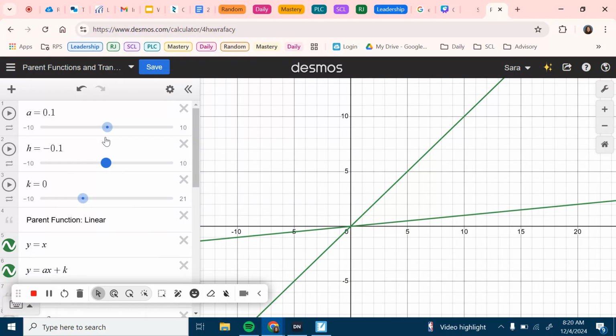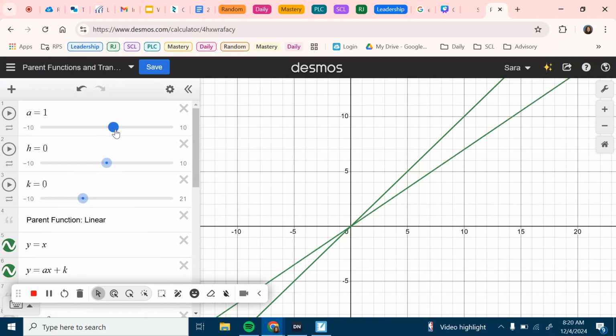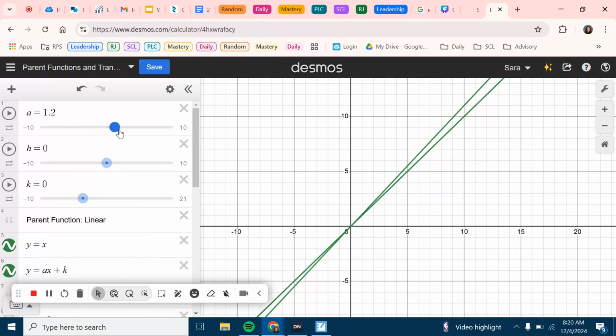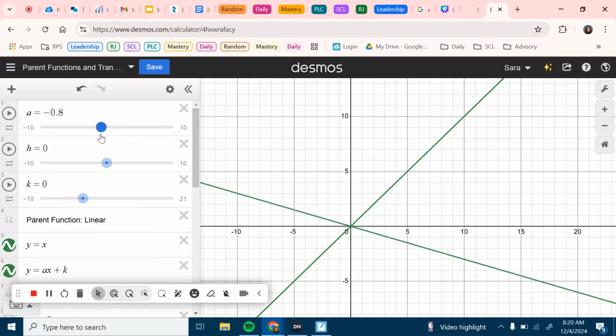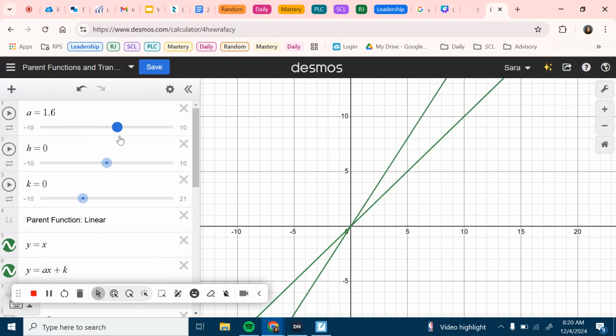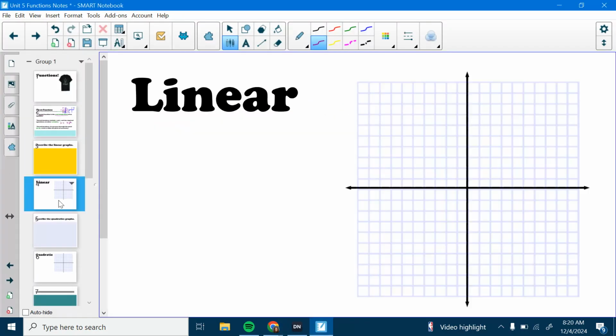So I can set it to be like our parent function. See right here, it matches, but then as I change these different values, it's going to change the graph. But no matter what, it's still a line, right? It's just changing how stretched it is or how far up and down it goes, okay? So we're going to focus in on linear graphs first.